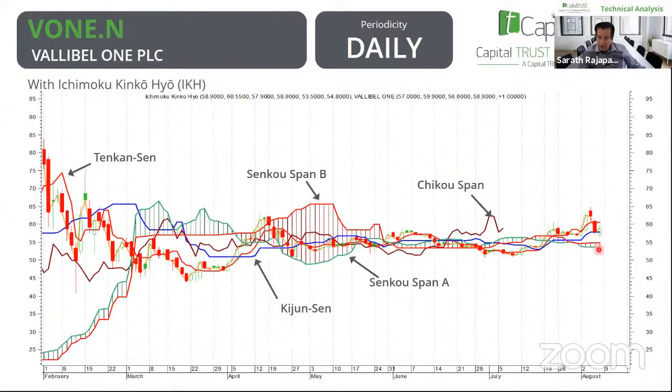Well, it's above the cloud, but the span A is below the span B. Right? So some more buying will have to happen to call it a buy. This span A must go above this, and the cloud must turn green, but this is a red cloud.